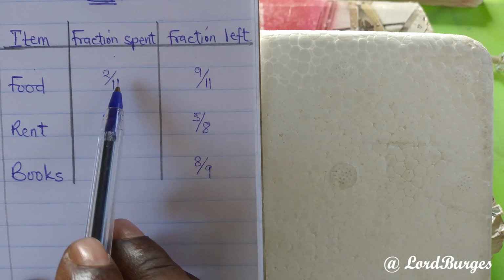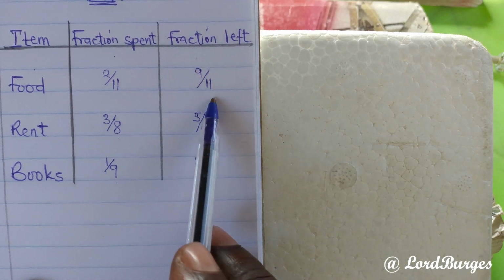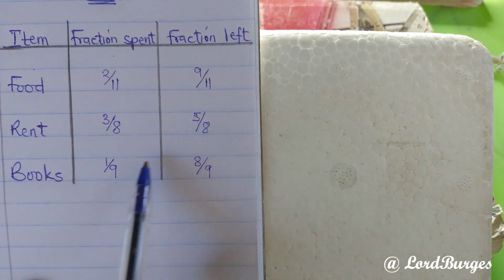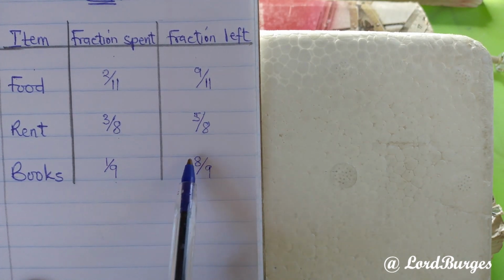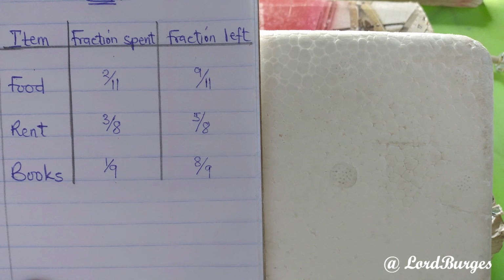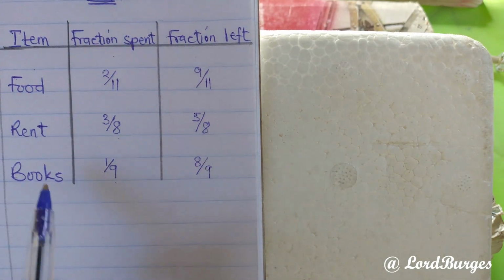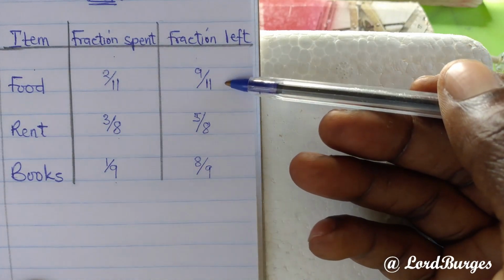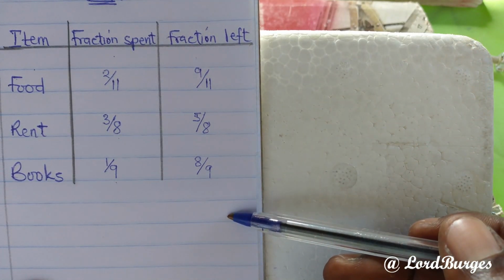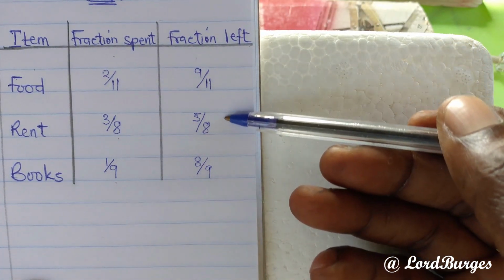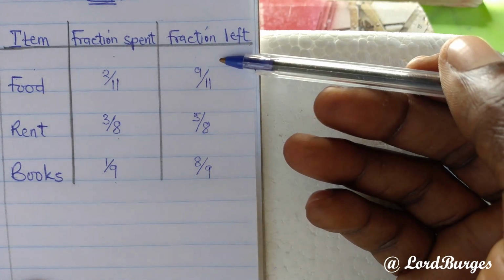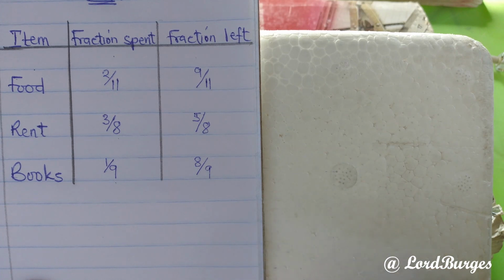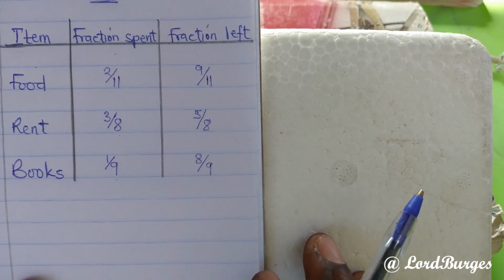2/11 is spent, so it is left with 9/11. 3/8 is spent, left with 5/8. 1/9 is spent, left with 8/9. When you are done drawing this table, now look at the column of fraction left. Take the values over there, that is the fractions, and multiply all of them. Multiply all of them as shown.